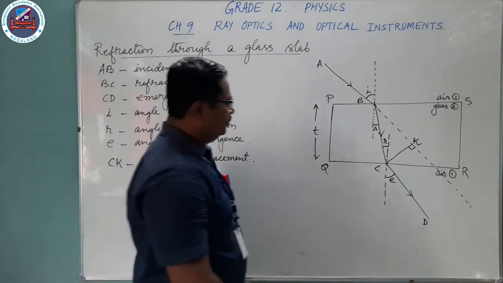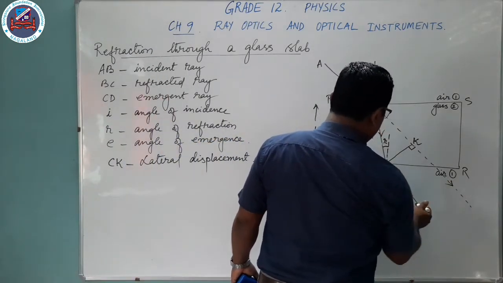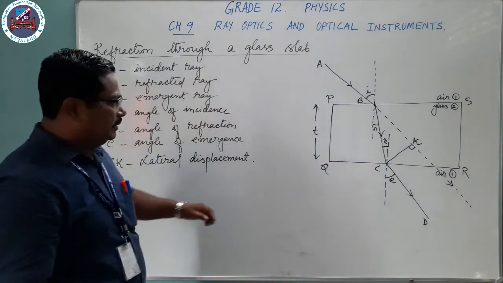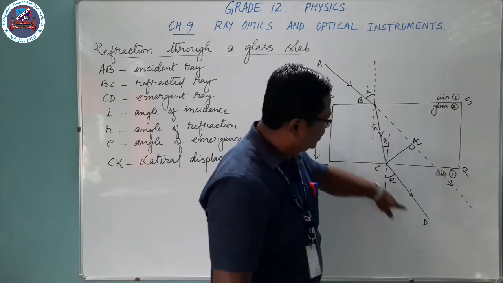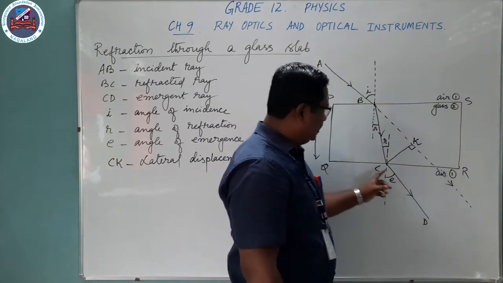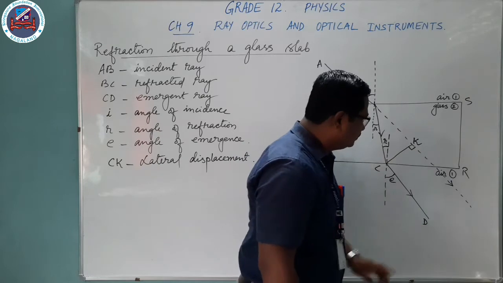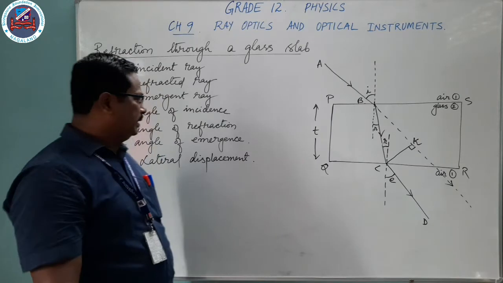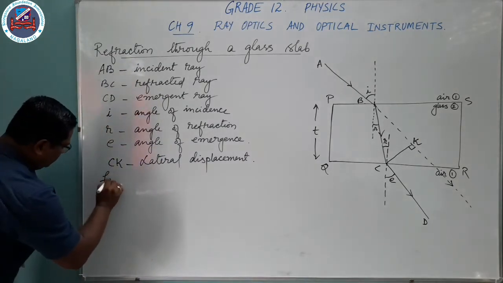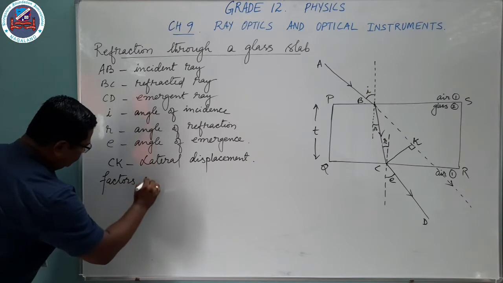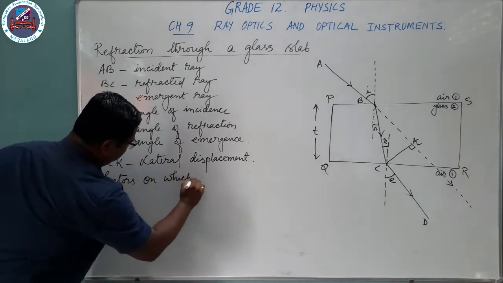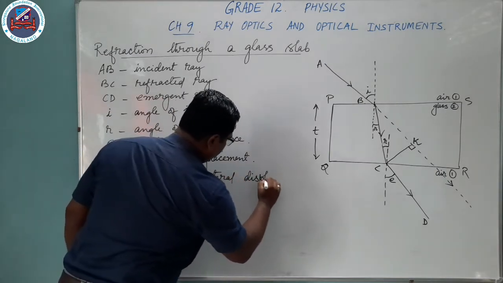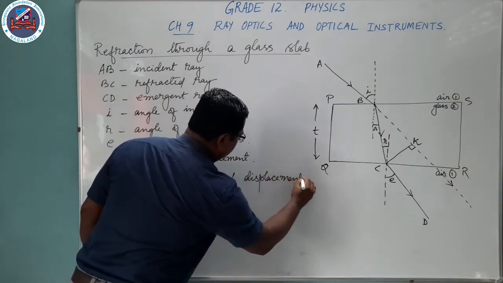So when you look carefully, these two rays, the incident ray and the emergent ray, are parallel to each other. Now the perpendicular distance between the emergent ray and the incident ray, we call it lateral displacement. Lateral displacement is found to depend upon some factors. So let us see what are the factors on which lateral displacement depends.